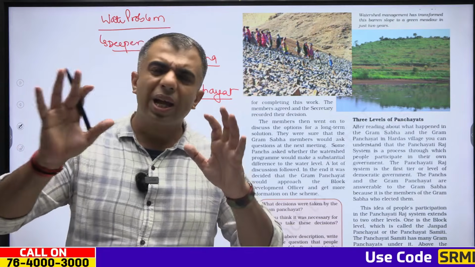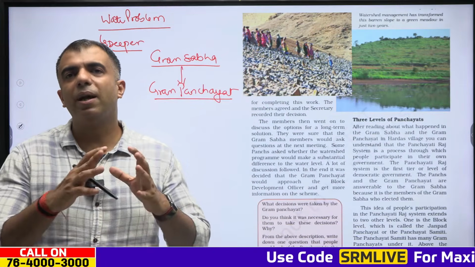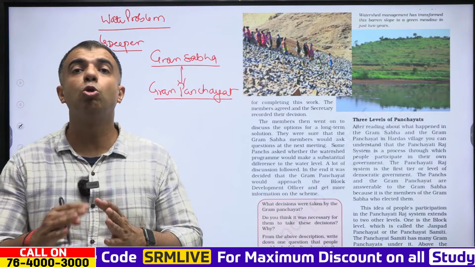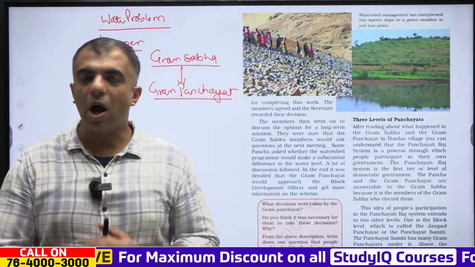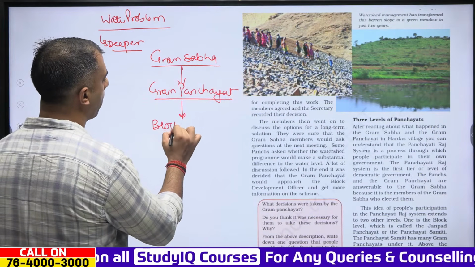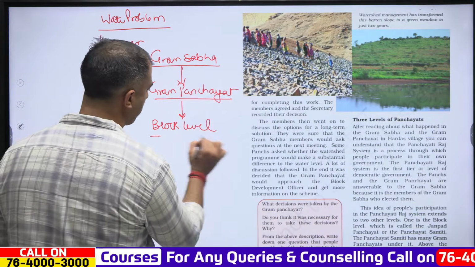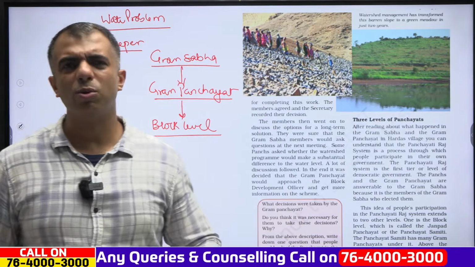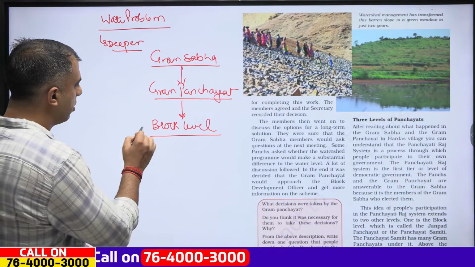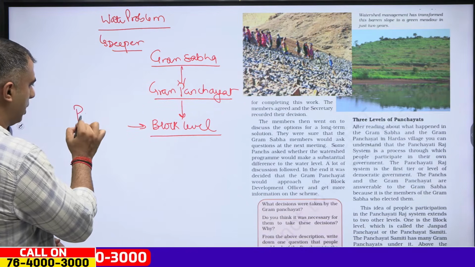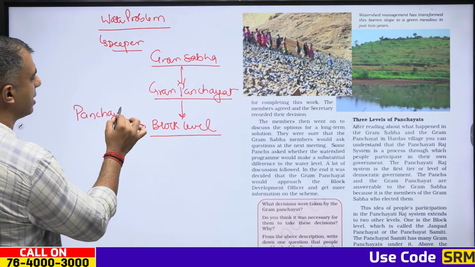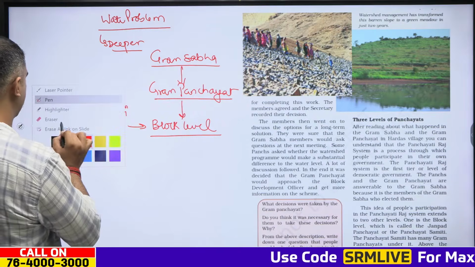Clear? So the underlying concept of people's participation in the panchayati raj system extends to two other levels. Now the other level that comes up is the block level. Various terms have been used for this. This level is called by various names. The most popular term these days is the Panchayat Samiti.